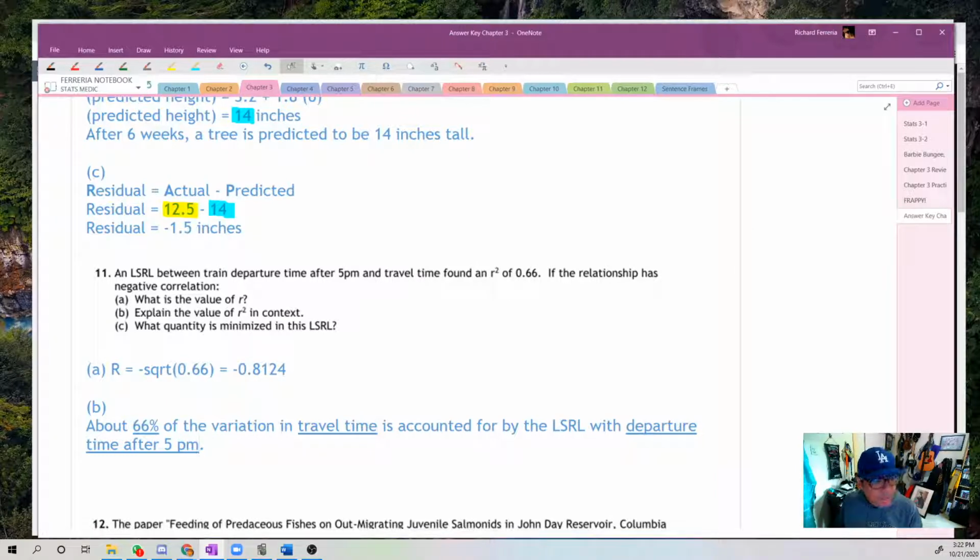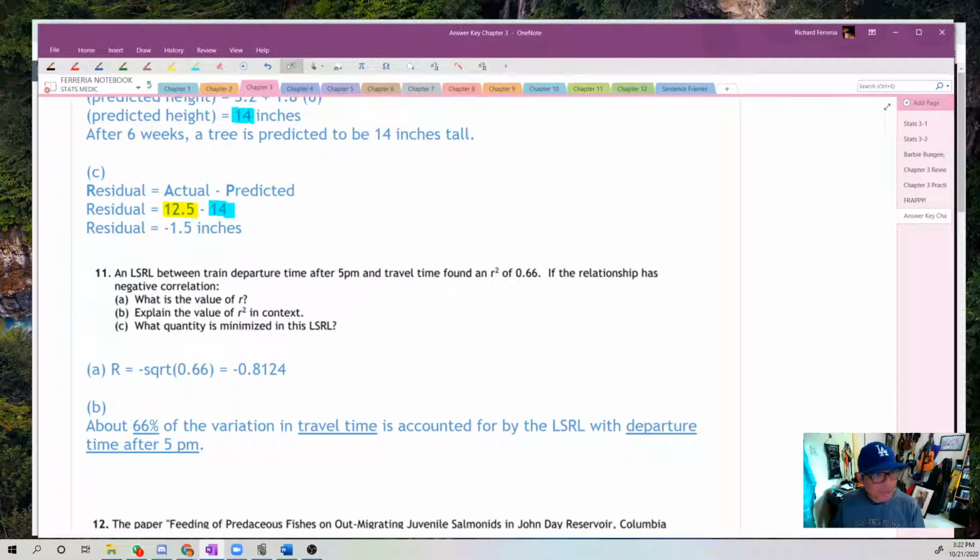So not a whole lot to do here. We've already talked about, hopefully you have a good idea about what these sentence frames mean based on what we did in class. So this should make sense. About 66% of the variation in travel time is accounted for by a least squares regression line with a departure time after 5 p.m. So I like to think of it as 66%. The least squares regression line is about 66% better than just predicting based on the average travel time.